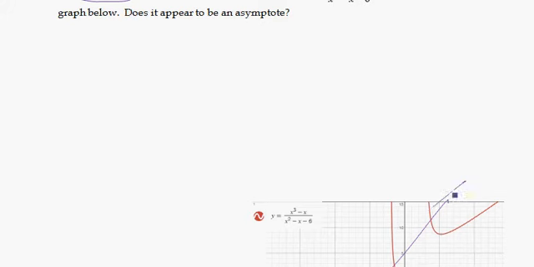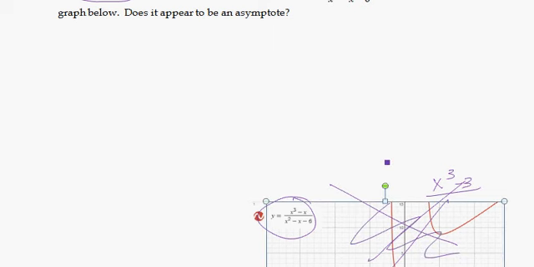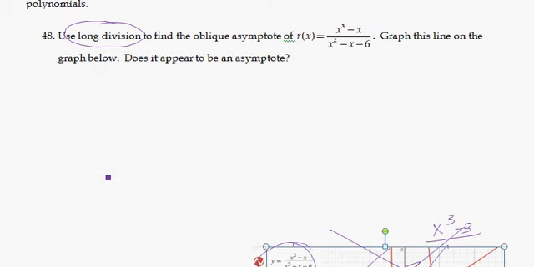By the way, unless yours is different than mine, I think this is the wrong graph. This is the right equation, but this is actually, I think, x cubed minus 3 over the denominator. So I think there's a mistake. Ignore this and look at what I just graphed on Desmos, or graph it yourself. But let's go ahead and do long division now, because we want to actually find that slant asymptote.